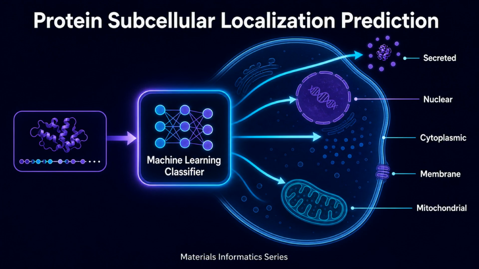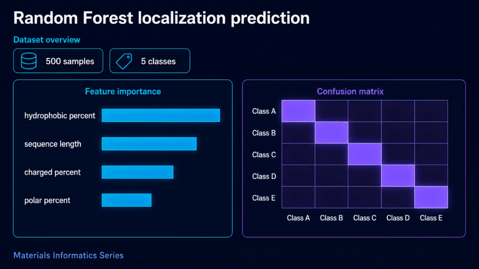Let's apply these features to predict subcellular localization. Proteins function in specific cellular compartments: nucleus, cytoplasm, membrane, mitochondria, or secreted pathway. Each location has characteristic sequence features. We can train machine learning classifiers to predict localization from sequence features. We'll use random forest for localization prediction. Our sample dataset has 500 proteins across 5 locations.